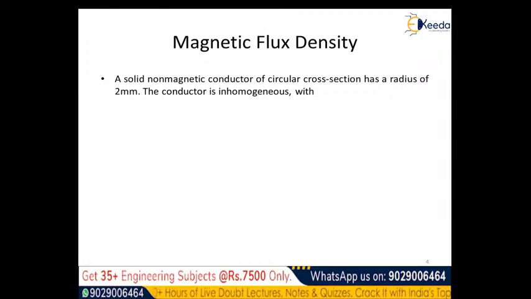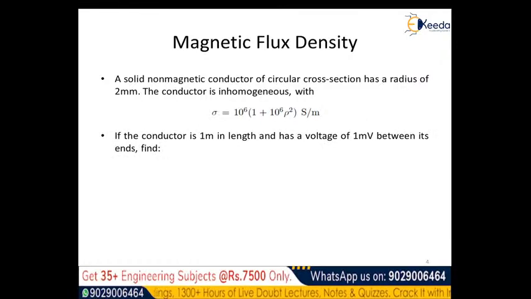A solid non-magnetic conductor of circular cross section has a radius of 2 millimeters. The conductor is inhomogeneous, and we have been provided the conductivity denoted by sigma here. It is equal to 10 to the power 6 multiplied by the parenthesis where 1 is added to 10 to the power 6 into rho square, and this is in Siemens per meter. Now the problem statement continues: if the conductor is 1 meter in length and has a voltage of 1 millivolt between its ends, find.